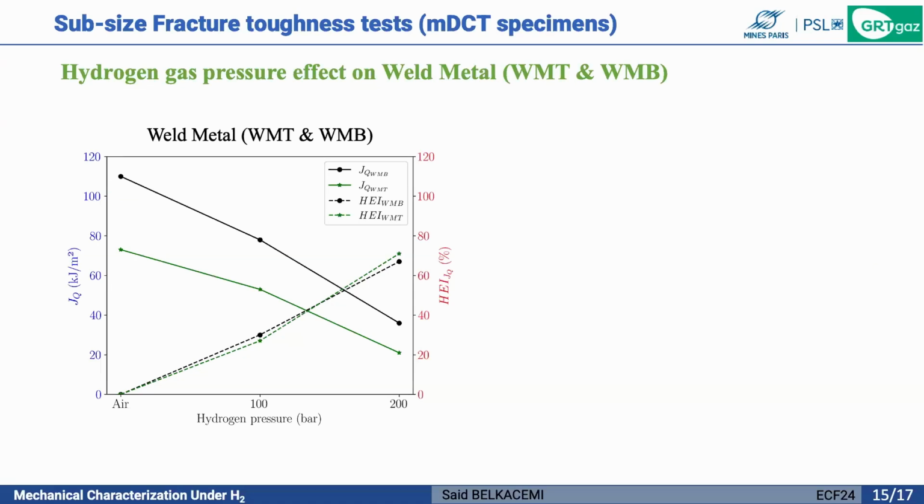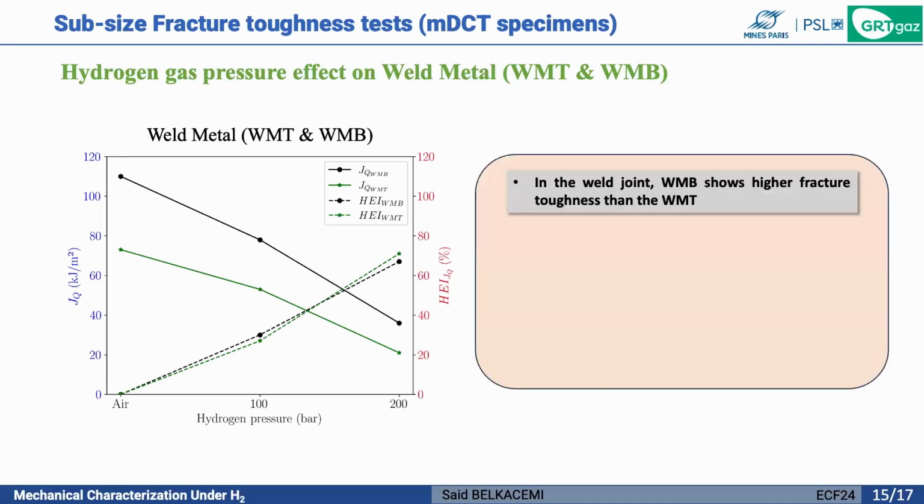Here is the hydrogen effect on the fracture toughness of the weld material. So I remind you that we have weld material top and weld material bottom. We have tests under air, 100 and 200 bar. If we compare the weld metal top and weld metal bottom, you can see that the weld metal bottom shows a higher fracture toughness than the weld metal top under air, but also under gaseous hydrogen.